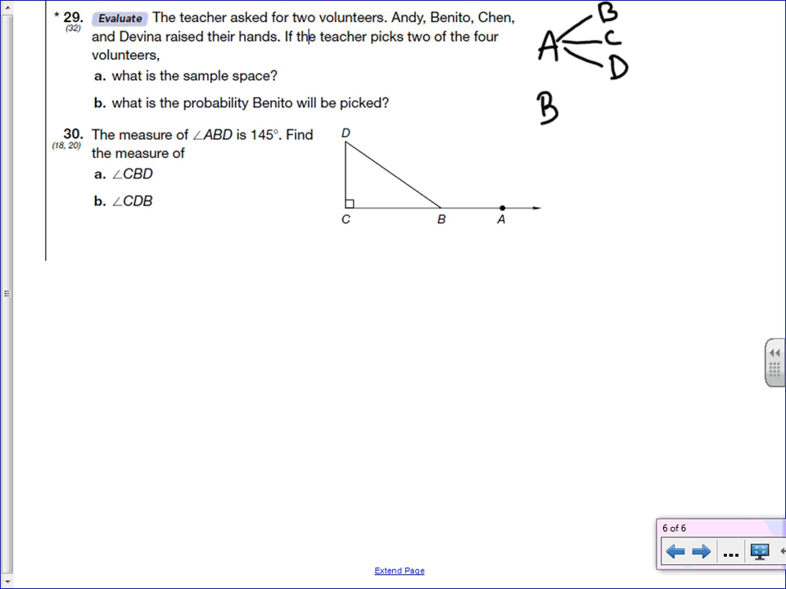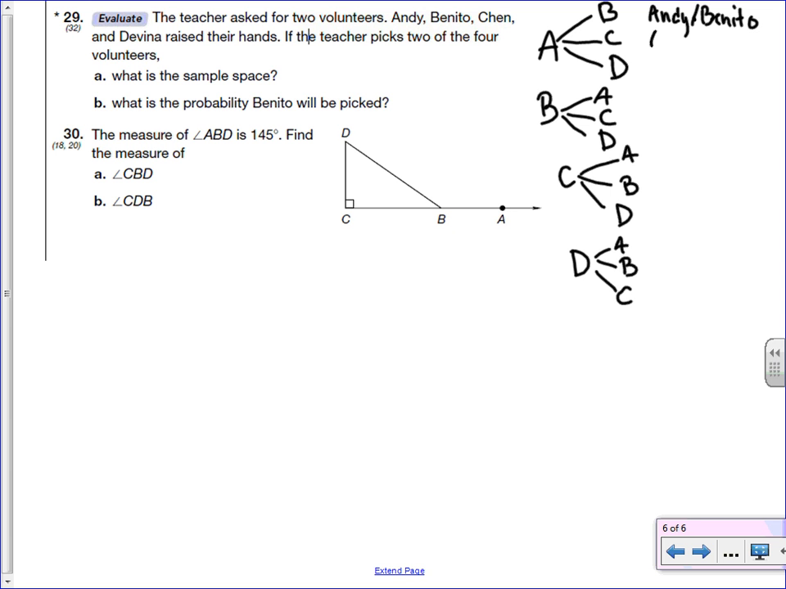If Benito is picked first, then they could pick Andy, Chen, or Davina. If Chen is picked first, then they could pick Andy, Benito, or Davina. And if Davina is picked first, then they could pick Andy, Benito, or Chen. So if I look at this, this one is Andy and Benito. Andy and Chen. Andy and Davina.